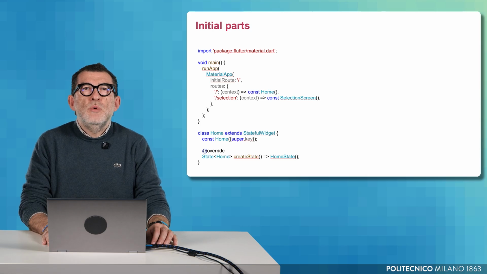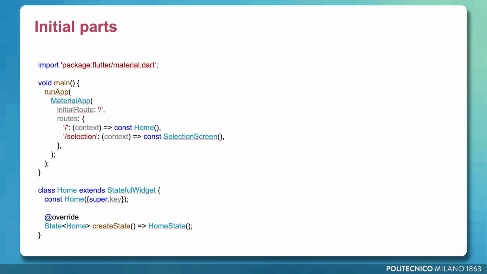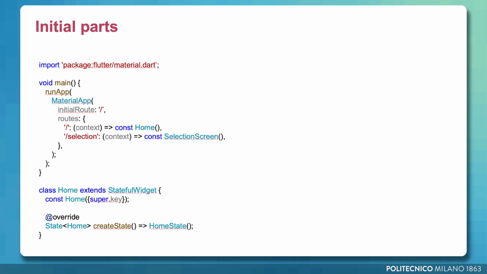To do this, we still build our screens as normal Flutter widgets. In this case, we plan to use Navigator.pushNamed since we always push the same route. So we declare the two routes used by the app, one for the first screen, Home, and one for the second screen, Selection Screen. We also set the initial route so the app knows which screen to open first.